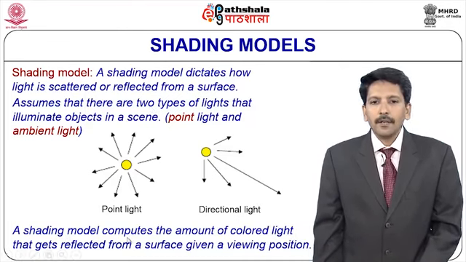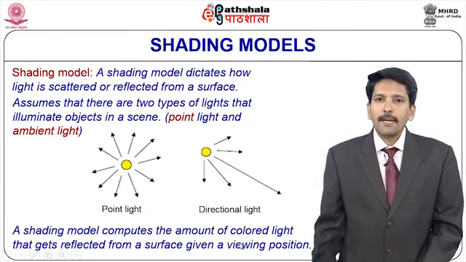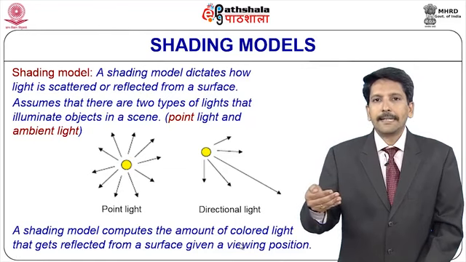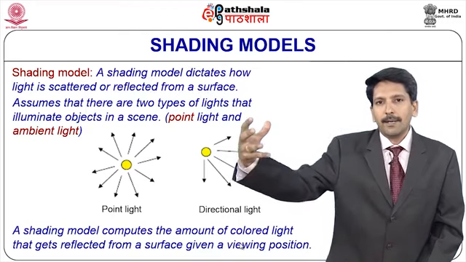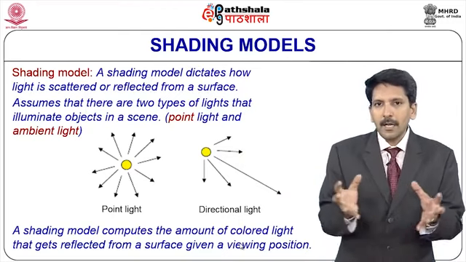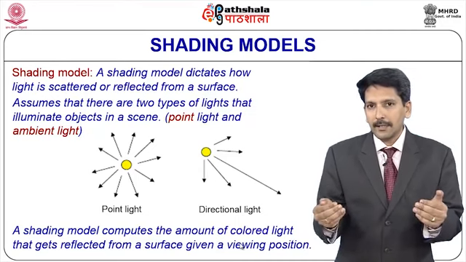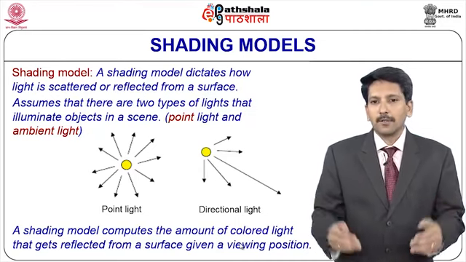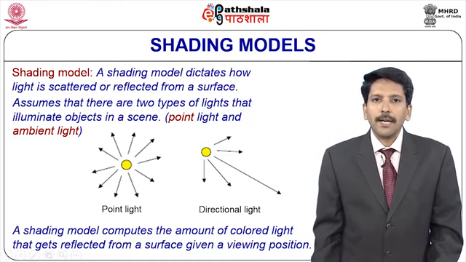The job of a shading model is to compute the amount of colored light that gets reflected from a surface given a viewing position. Finally, what we observe is the reflected light. Given a viewing position, given a set of lights, and assuming the light properties and the material properties, how much light gets reflected, and what we see in our eye, is what is to be computed. So the shading model does a big job of computing light interactions with surfaces of objects.